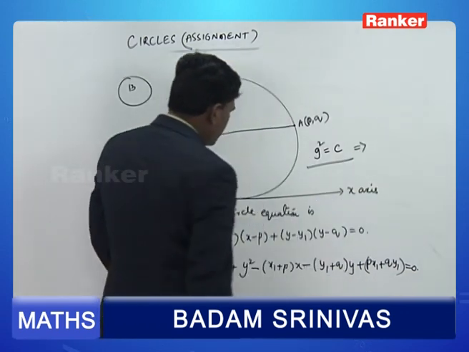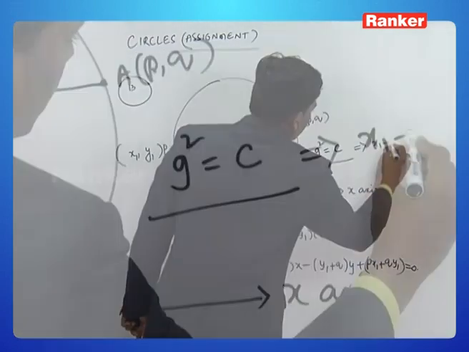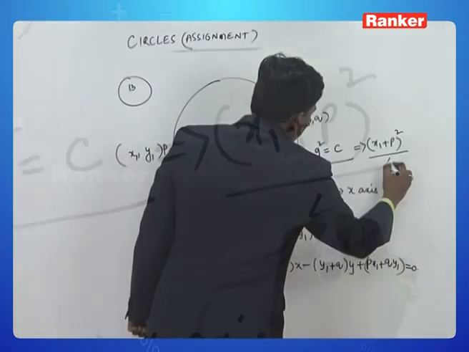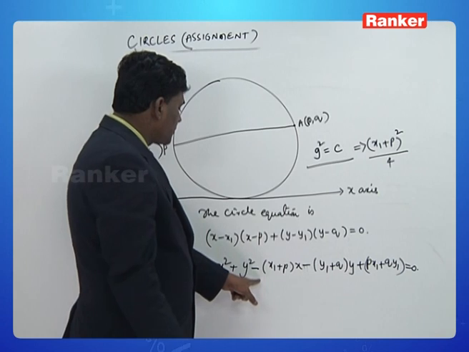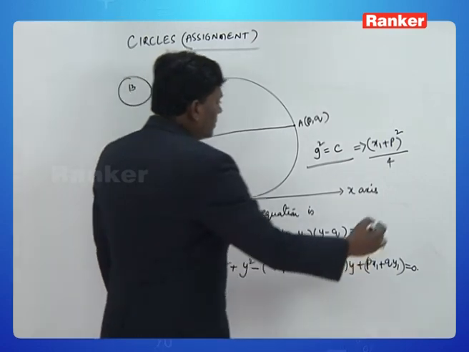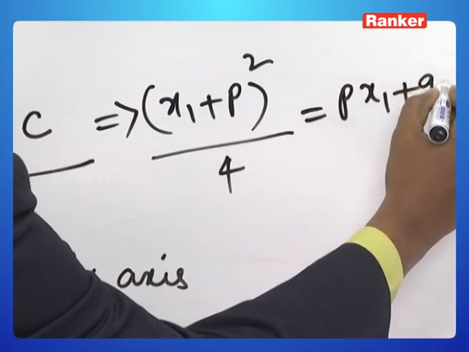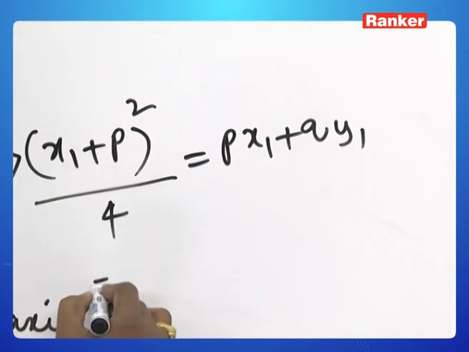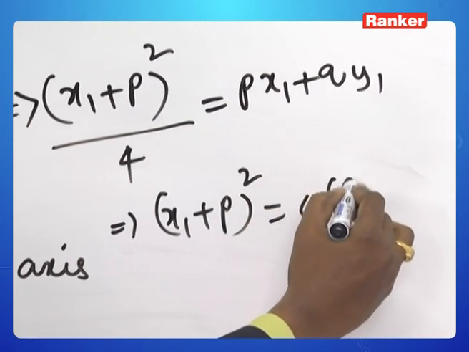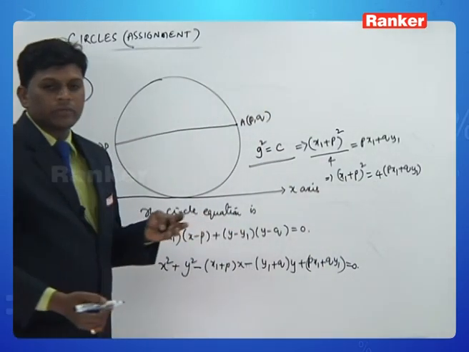Applying this condition, g is half of x1 plus p, so x1 plus p whole square by 4 equals to the constant px1 plus qy1. So x1 plus p whole square equals to 4 times px1 plus qy1 is coming. This is the condition we are getting.